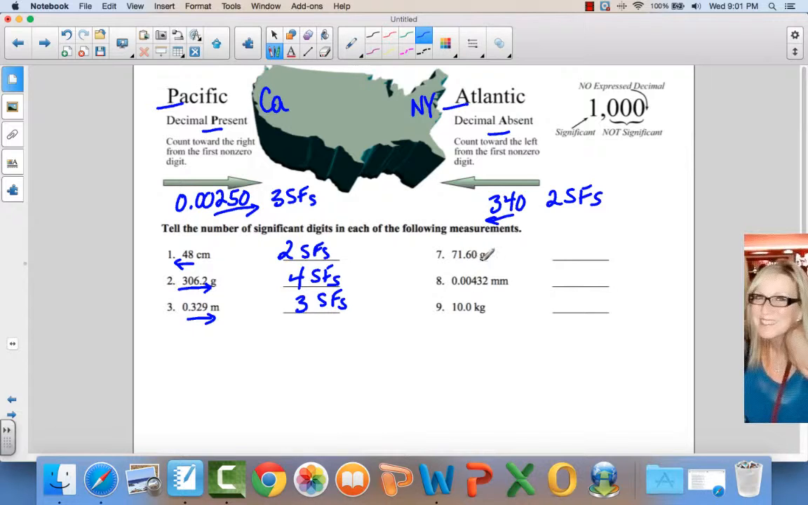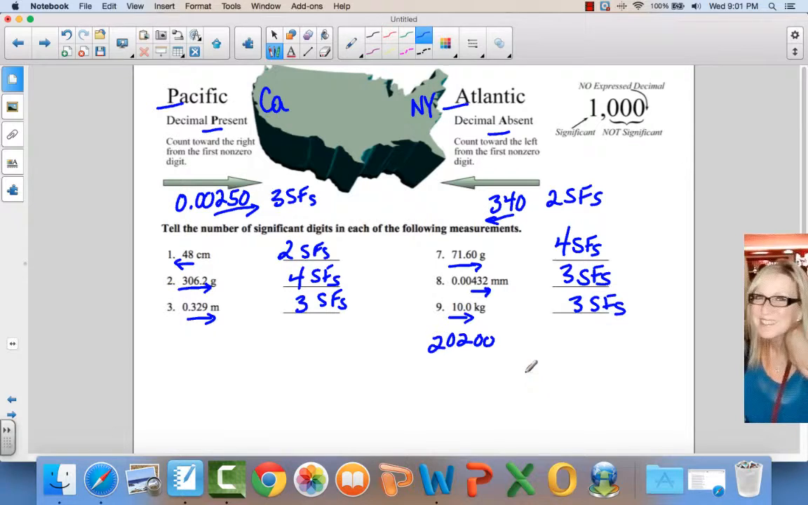Same rule, 71.60, left side, first non-zero digit is 7, count it and everything after it. Decimal present, California, going to the left, first non-zero digit is 4, counting it and everything after it. 10, present, going to the left, first non-zero digit, it and everything after it. And wrap it up with one other one.